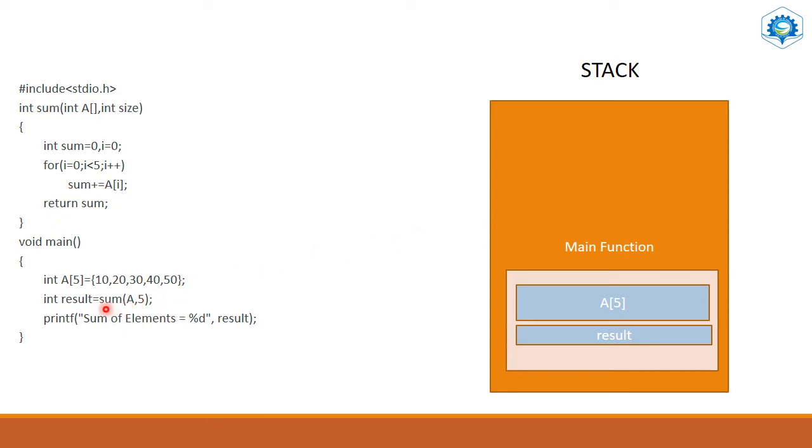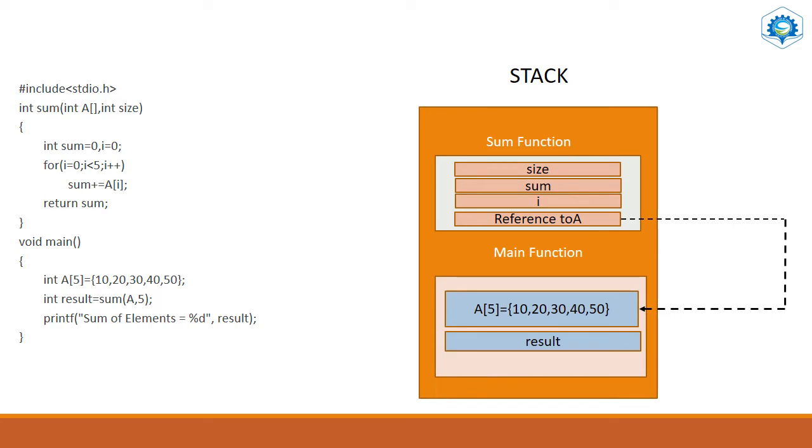Now let us see what happens when a function called sum is executed. Now what happens? sum(a, 5). So this is the function sum. Inside the function we can see there are variables size, sum, i, and a, that is the array a. So in the sum function there will be some space for size, some space for sum, some space for i, and some space for a.